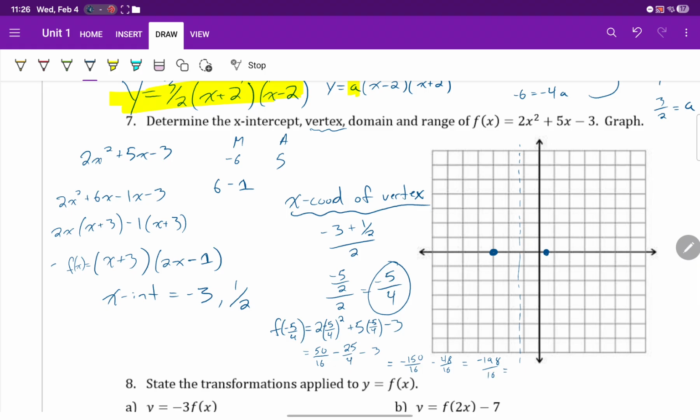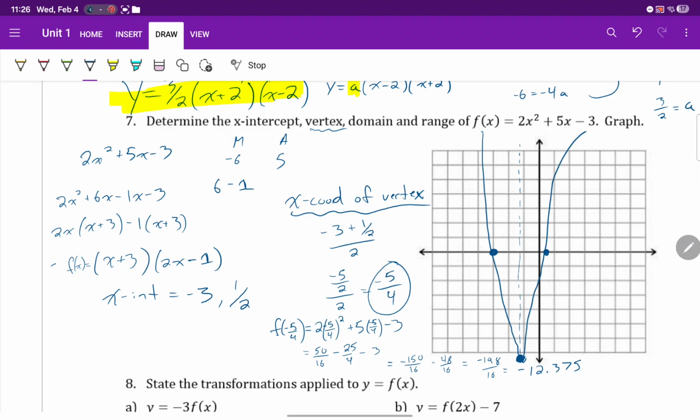Negative 198 divided by 16 is about negative 12.375, which is off of our graph. That vertex is down here somewhere. That's roughly what my graph looks like.